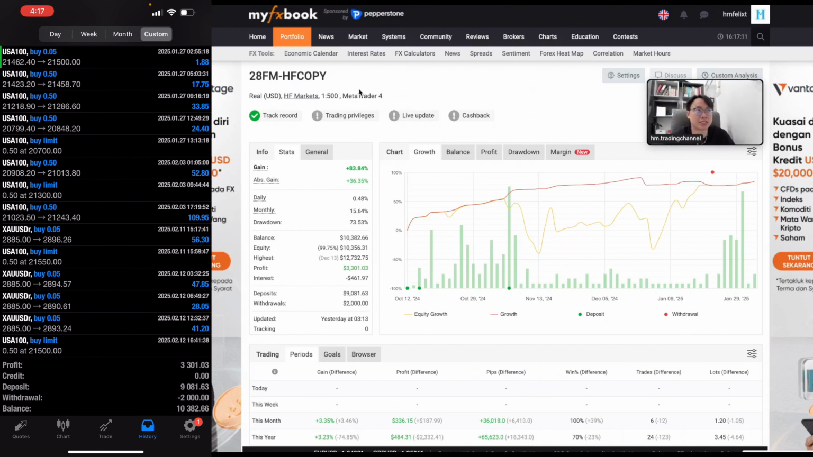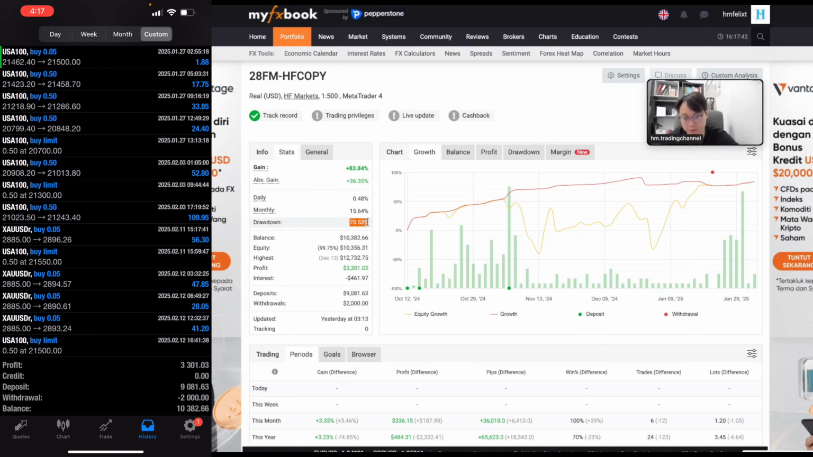We wanted to make it a 10K account, but we already profited very early, so I didn't really deposit the full 10K, so it's just 9K. And the absolute gain right here is 96% if it's based on a 9K account, but let's just see it as a 10K account. The gain right here is stating 83.84%, which is not that accurate because we deposited a few times.